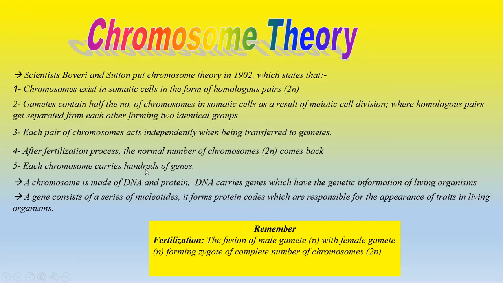Each chromosome carries hundreds of genes. الكروموسوم الواحد carry ممكن من 60 to 80,000 genes. Okay. Chromosome is made of DNA and protein. The DNA carries the genes which have the genetic information of the living organisms, where the genes consist of nucleotides. احنا عارفين إن الدي إن إيه ده معمول من nucleotides. اوكي، فبالتالي أنا بقول إن الجين عبارة عن DNA هي اللي carries the genes.